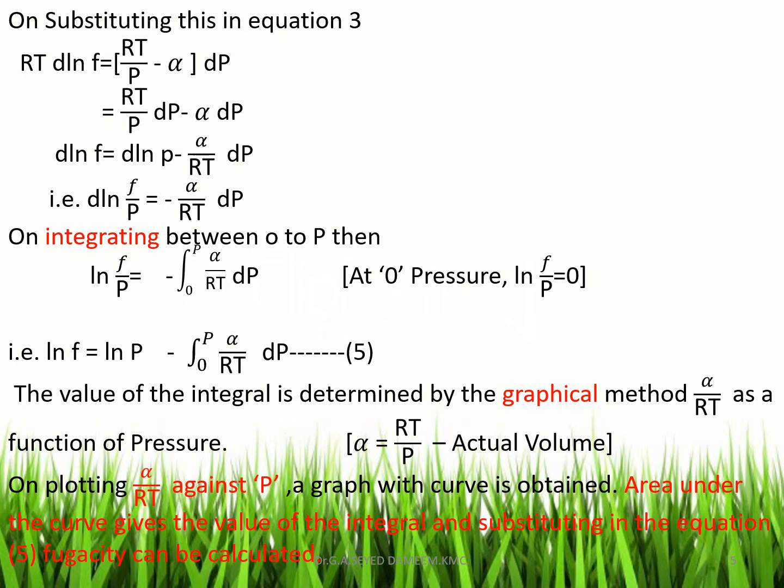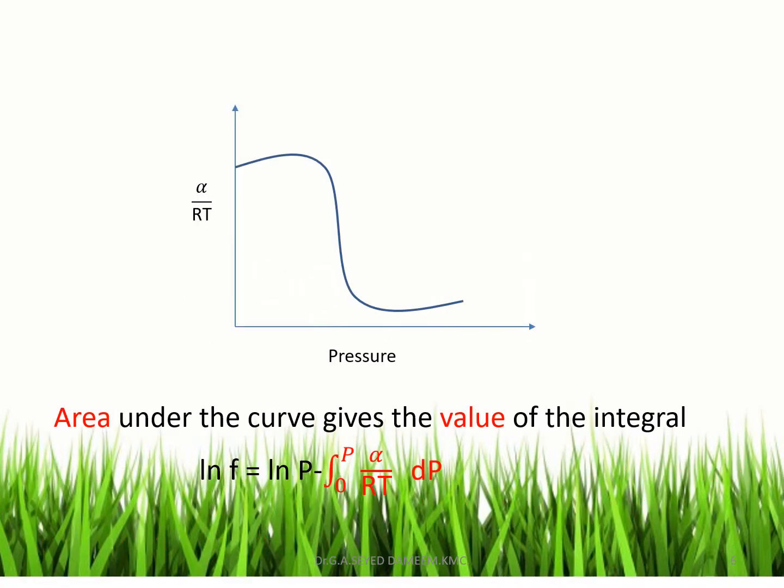at a given pressure. This slide shows the nature of the graph obtained between alpha by RT and pressure, and the area under the curve gives the value of the integral. By substituting the value of the integral at a given pressure we can calculate the value of fugacity.